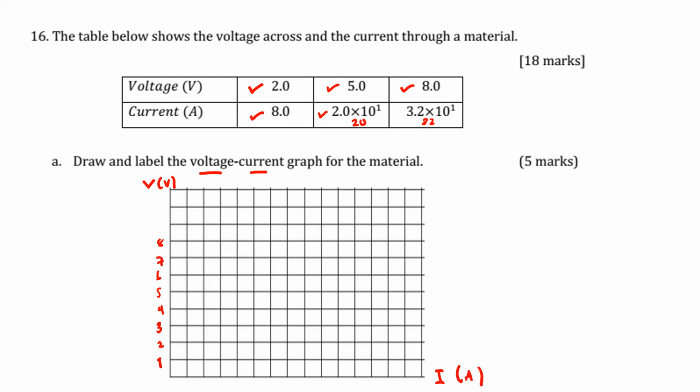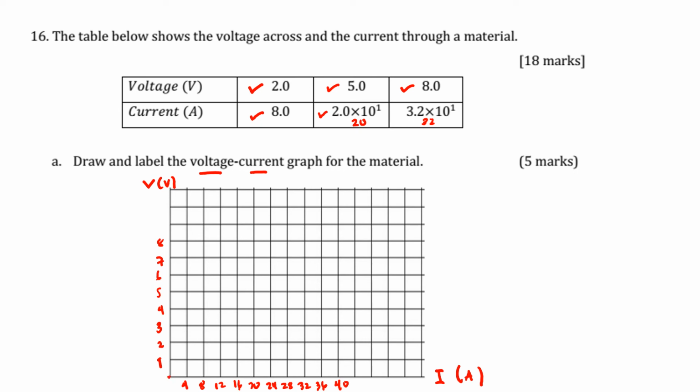So for current, we have 8, 20, and 32. So we could start here with a 4. Next value should be 8. This should be 12, 16, 20, 24, 28, 32, 36, 40. Again, in graphing, it is very important that the increment is the same, and this is our 0, 0 here. Alright, let's start.